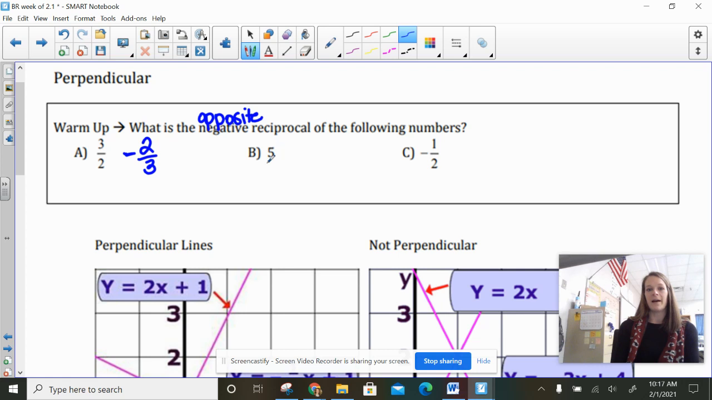Okay, if you just have a 5, you can treat that as 5/1. That will change to negative 1/5. This one's already negative, so when I change it, it's going to be a positive. And when I flip it, 2/1, that is just 2. Okay?